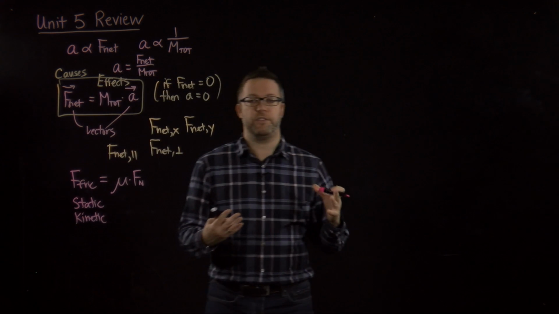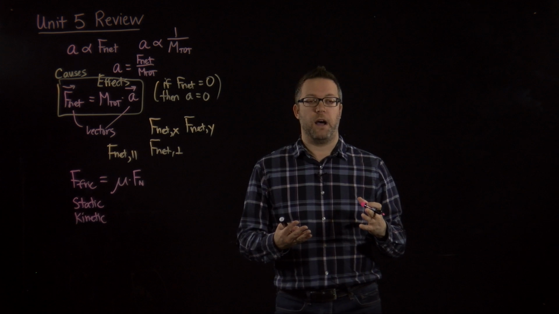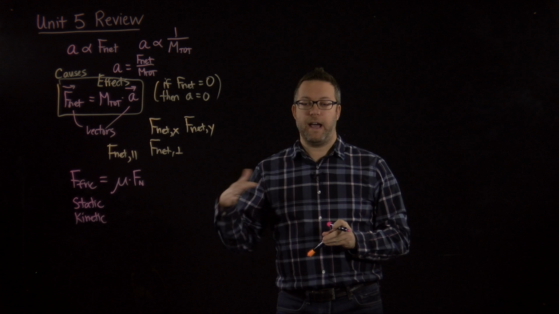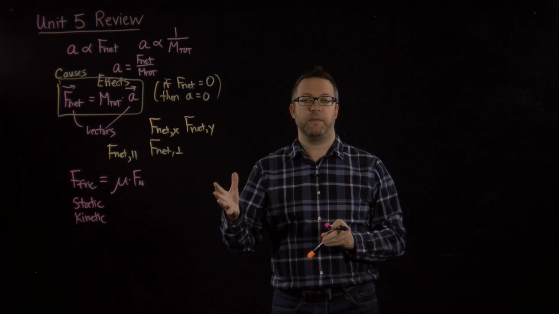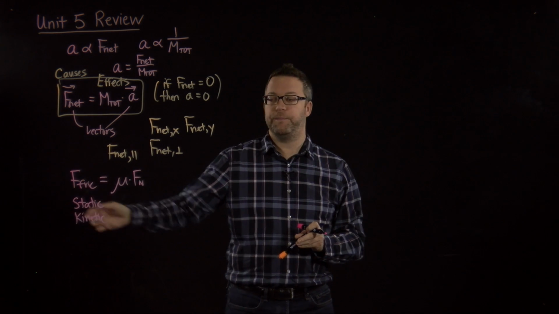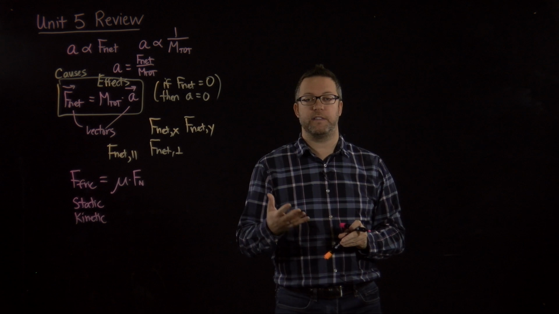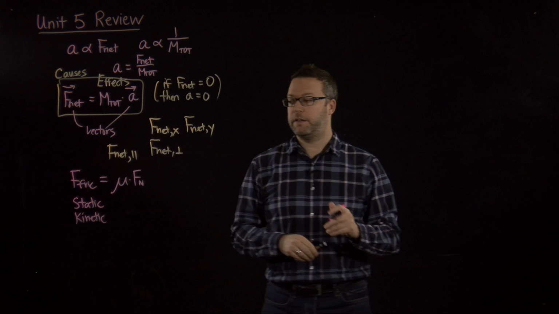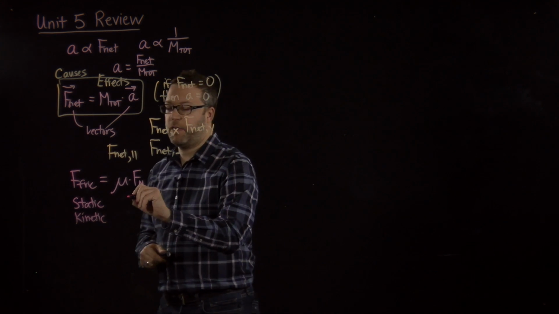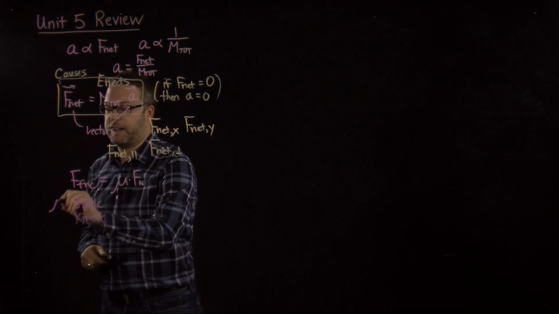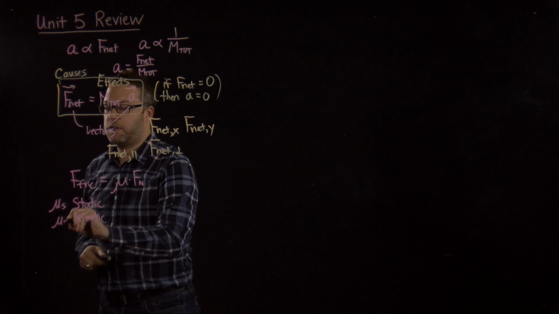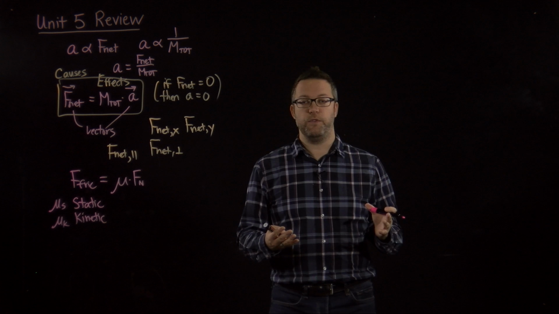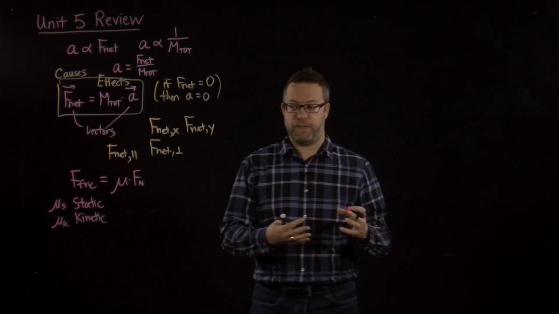But we also said that there were two types of friction, that there were static and kinetic. And this really has to do with what's happening in the situation. Is the object at rest, but you're trying to make it move? That's static friction. Or is the object sliding or moving already? That's kinetic friction. And the two coefficients are very different. Mu static is larger than mu kinetic. Okay? It's harder to get something moving than to keep it moving.